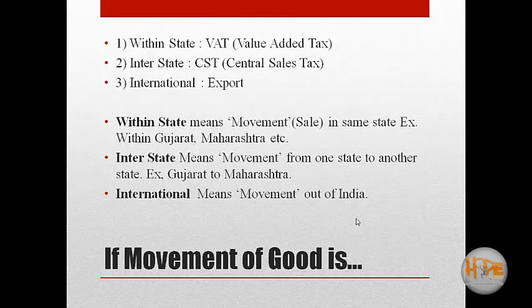Now let's see movement of goods. 1. Within state. When goods move within the state, the tax applied on the item purchased will be value added tax, which is VAT. Interstate movement will cause CST, which is the central sales tax, to be applied. If international, then export and customs duty will apply.